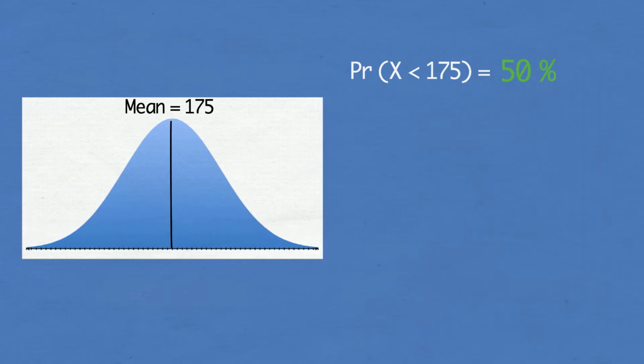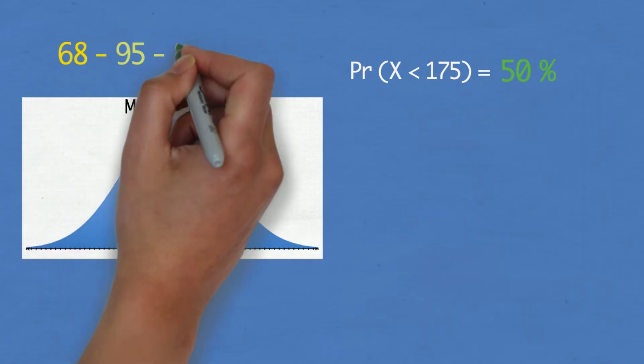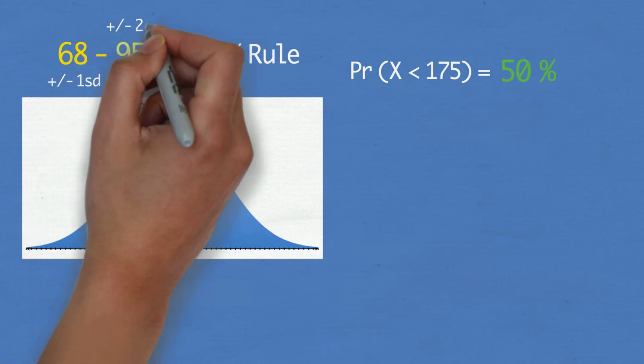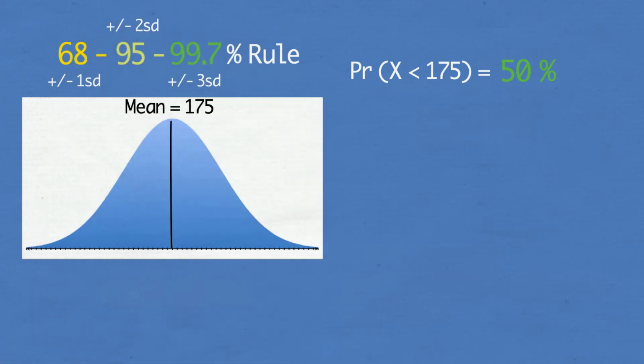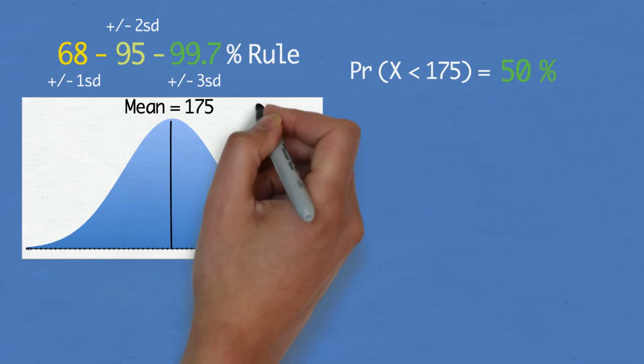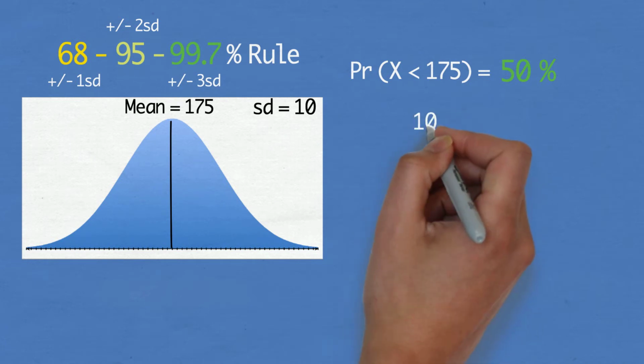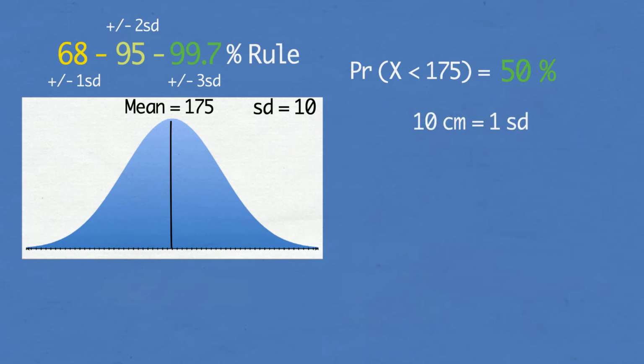There's something called the 68, 95, and 99.7% rule, which gives a baseline for finding probabilities that is 1, 2, or 3 standard deviations away from the mean. There's no better way of explaining this than looking back at our example. So based off our data, where the average height is 175 centimeter, and let's assume a spread or standard deviation of 10 centimeter, we would consider 10 centimeter to be 1 standard deviation.